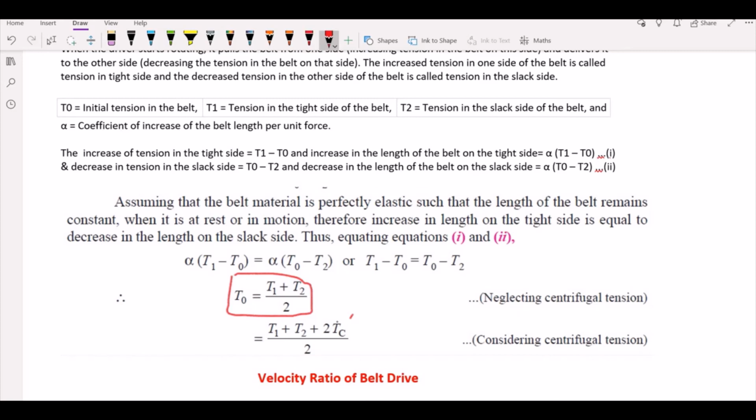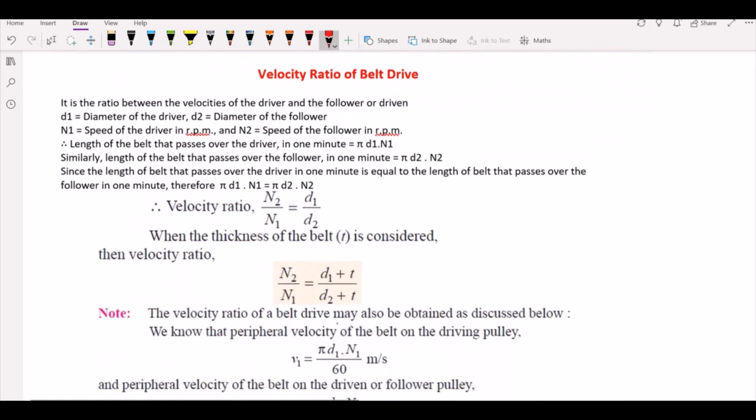Now let's move on to the next one, velocity ratio. I already told you about the velocity ratio; how do you calculate it? If you have your driving member over here and your driven one, if I take this as N1 and this as N2, this ratio of N2 by N1 is what we call the velocity ratio or speed ratio. That is nothing but the reciprocal of your diameters, D1 by D2, which is the train value. If I consider the thickness, then I need to consider the thickness over here, so that is (D1 plus t) by (D2 plus t).